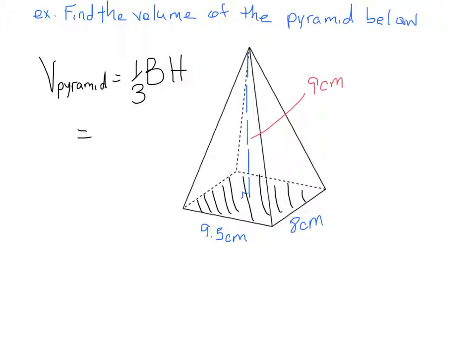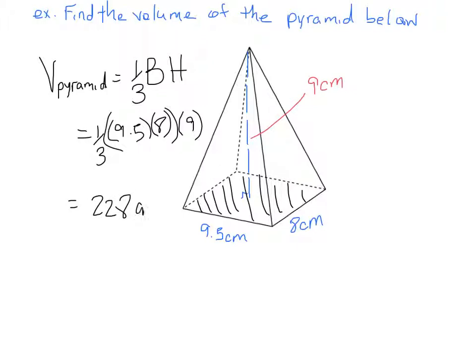So 1/3 the base area, which is 9.5 times 8, because that's a rectangle, times the height. And the height, as we can see from our diagram, is 9 centimeters. So times that 9 centimeters. And when we plug that all into the calculator, we get that our volume here is 228 centimeters cubed. All right, so that's how you find the volume of a pyramid.